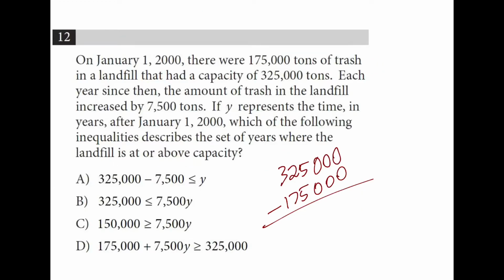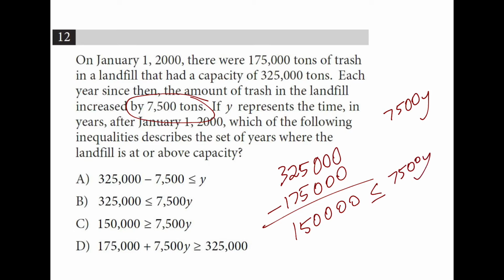So if I take the capacity minus the amount in 2000, I have 150,000 tons of space. And every year the amount of trash increased by 7,500 tons, so that's a linear relationship, 7,500 times y for a year. They want to know when it's at or above capacity. So that is when this is going to be greater than or equal to 150,000. Which, if you were to move this 175,000 over, like I already did, there's your answer.